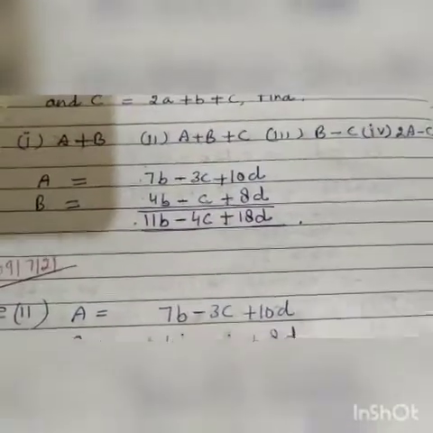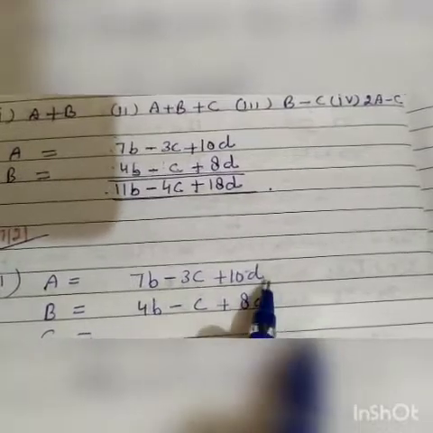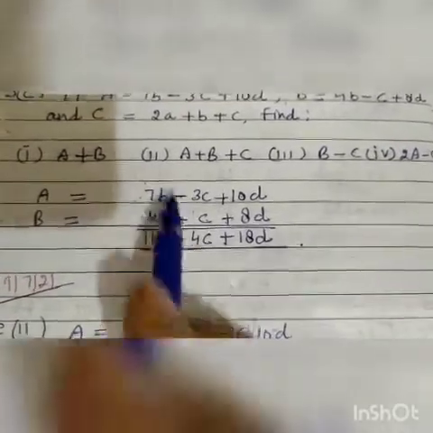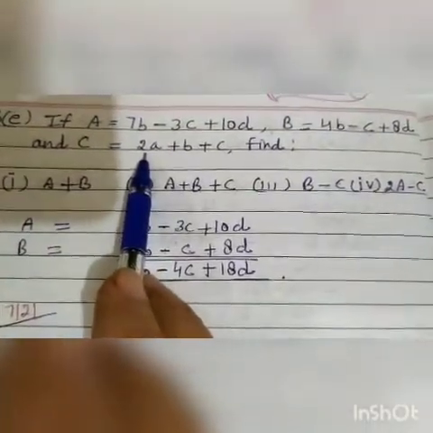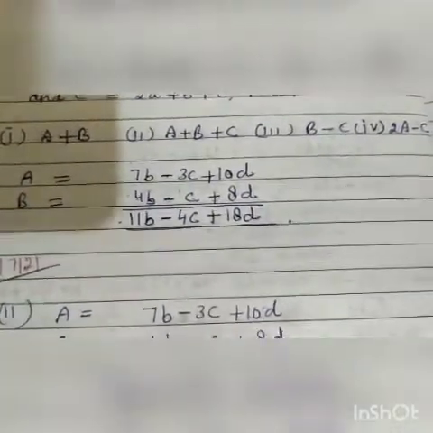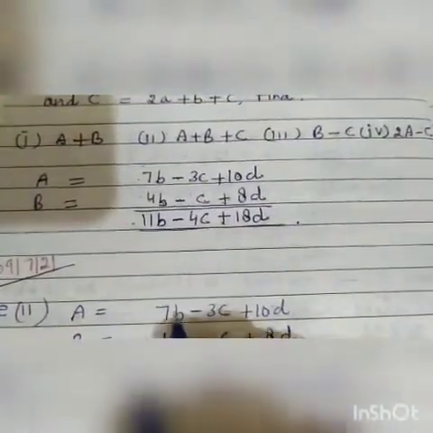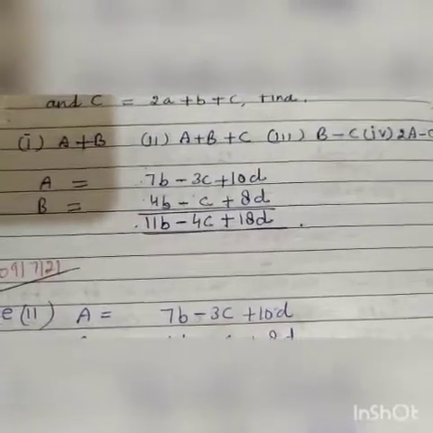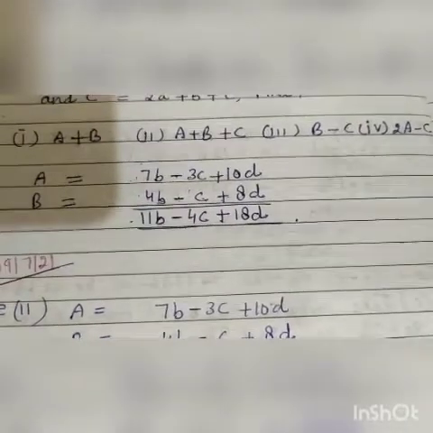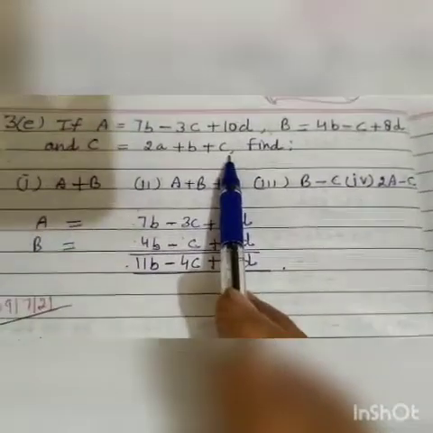Now students, see here, there is no term with a in the value of a, and in the value of b there is no term with a. But in c, there is a term with a. So we will write 2a here like this, then plus b. b will be written below the b. We will write it like this, plus b and then plus c. This space will remain vacant because there is no term with d.